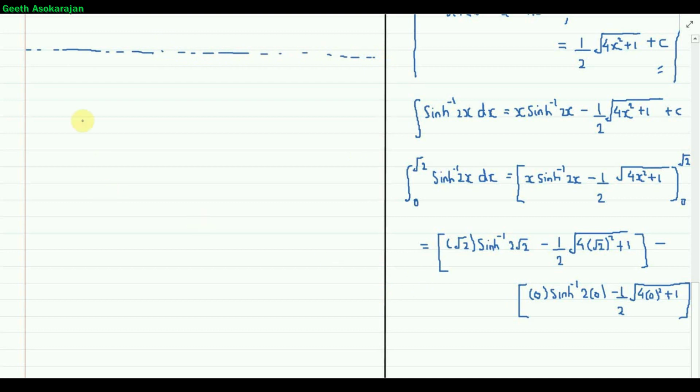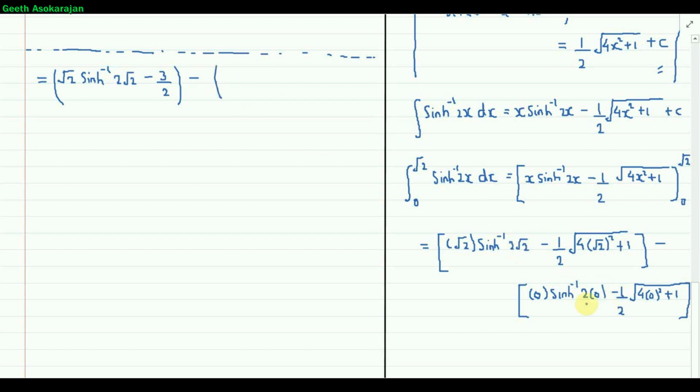So continuing over here, we have root 2 hyperbolic sine inverse 2 root 2. And root 2 squared is 2. 4 2's are 8. Plus 1 is 9. Root 9 is 3. So we have a minus 3 over 2. So this is what we have when we tidy up the first bracket.